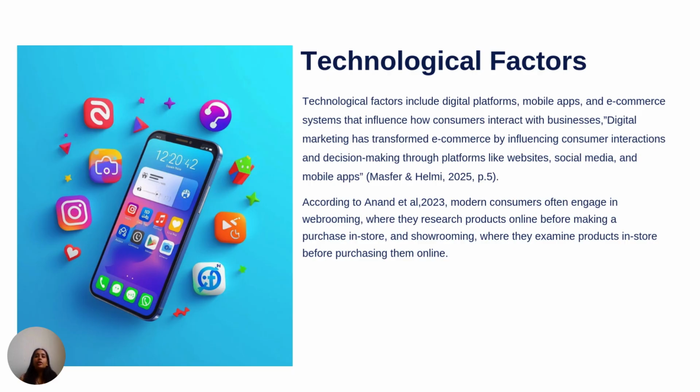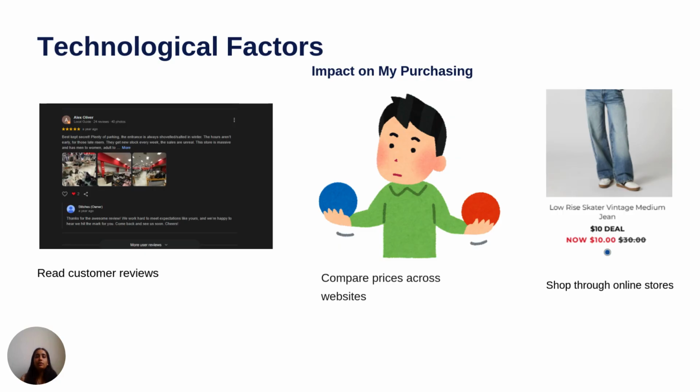Next up is the technological factor. Have you ever searched for a product online before deciding to buy it? Technology has changed how consumers search for information and make purchasing decisions. With the growth of the internet and the smartphone, consumers can easily access product information, reviews, and price comparisons. Research also shows that consumers engage in webrooming and showrooming, combining both online and in-store shopping experiences.